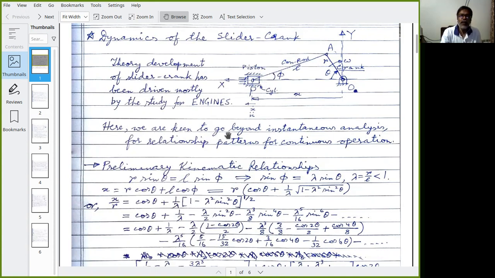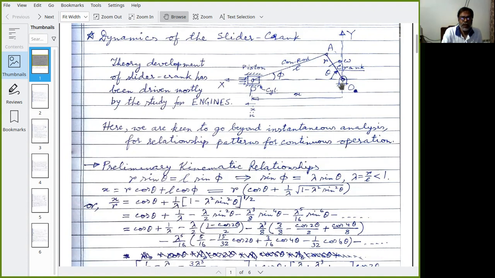So here we are keen to go beyond instantaneous dynamic analysis that we did for four-bar linkage, and here we strive for relationship patterns for continuous cyclic operation. So that is what we will do. We will not be satisfied with values and numbers. We will go for expressions and functions and explore their patterns. So for the study of dynamics, the preliminary point is the study of kinematic relationships.